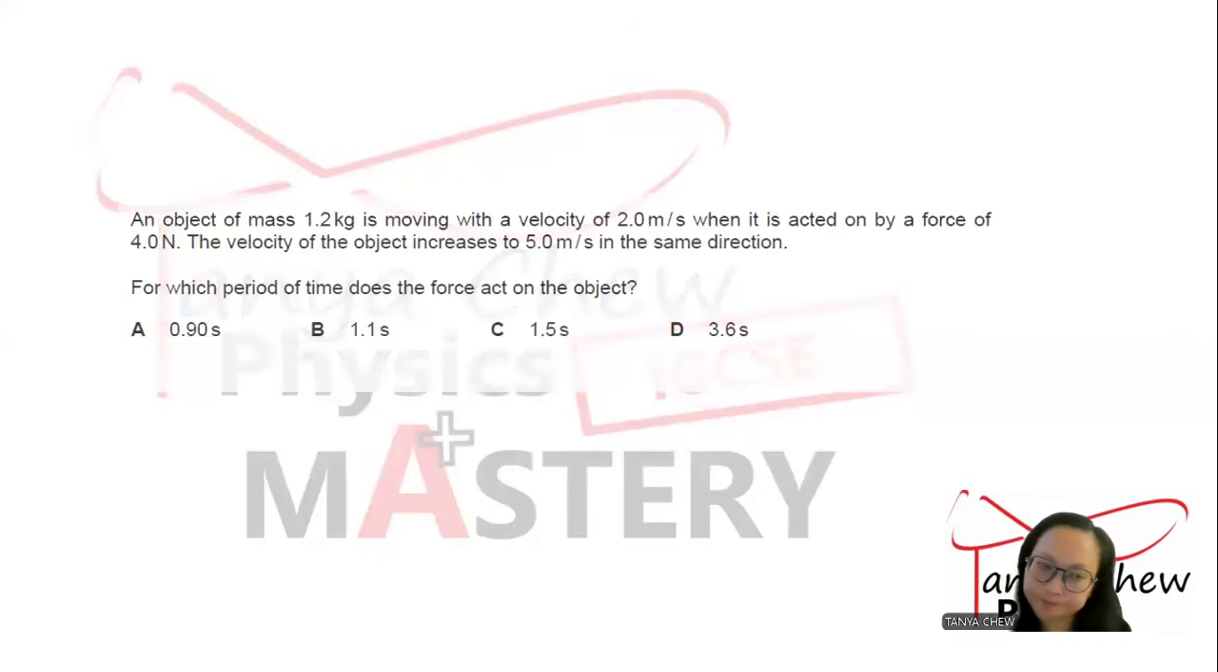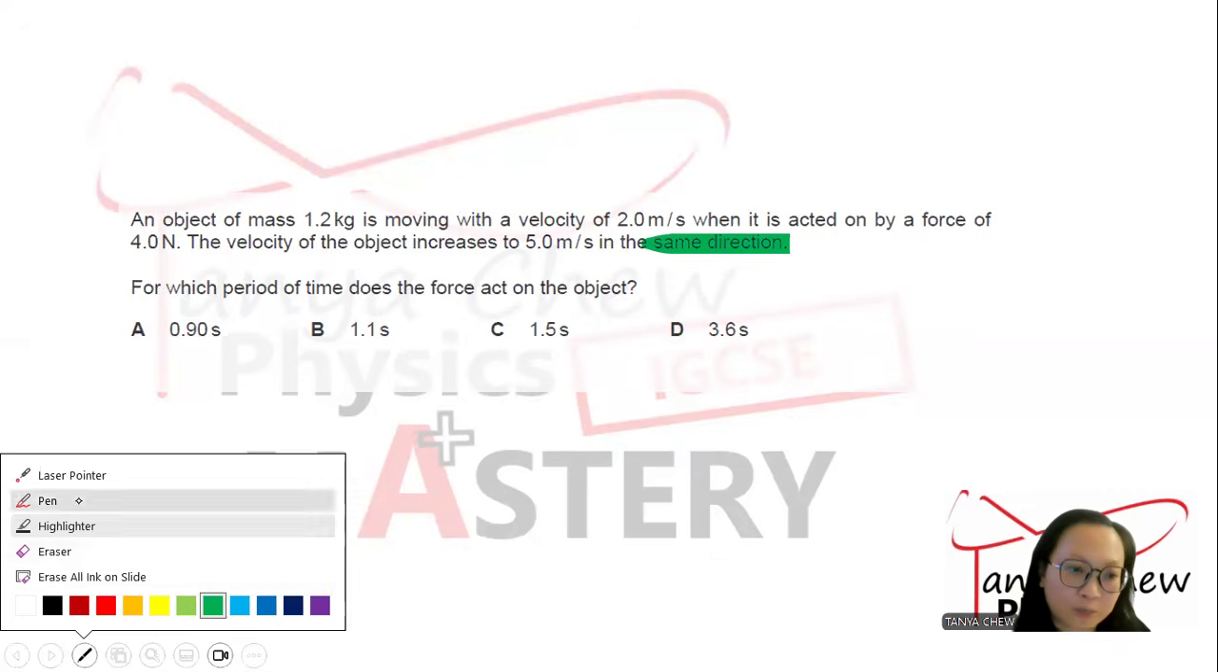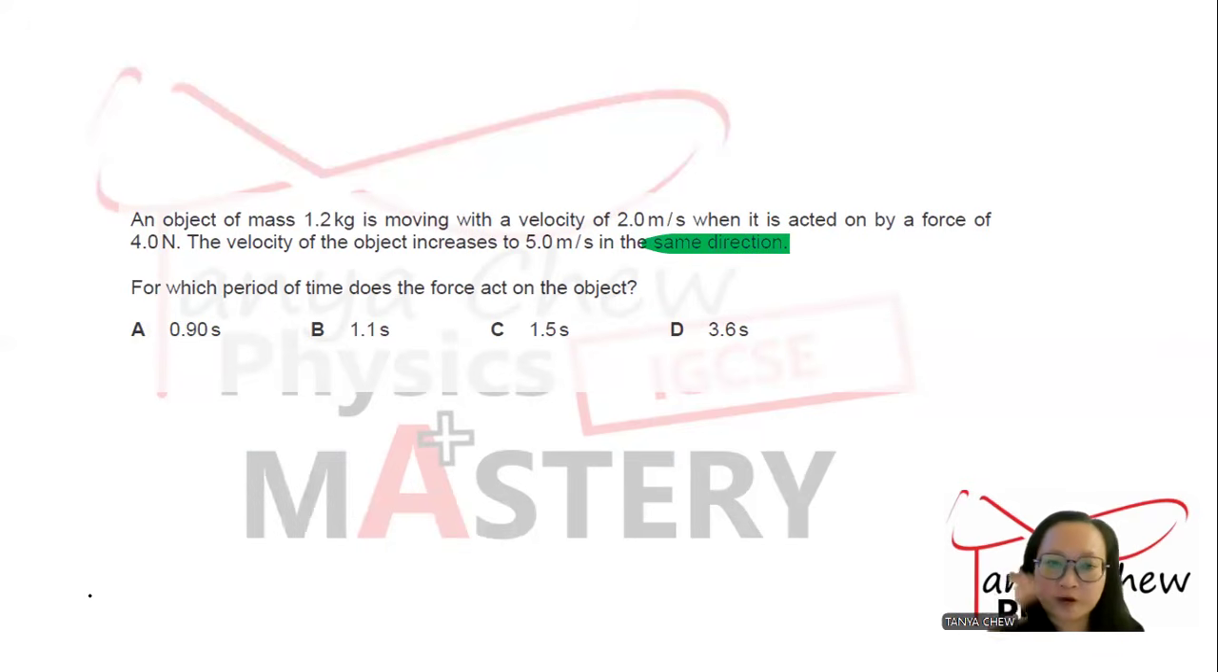The next one. An object of mass 1.2 kilogram is moving with a velocity of 2 meters per second when it is acted on by a force of 4 Newton. Velocity of the object increases to 5 meters per second in the same direction. So when they mention same direction, you can feel relief because you don't have to consider direction anymore. Put positive to both directions. For which period of time does the force act on the object?